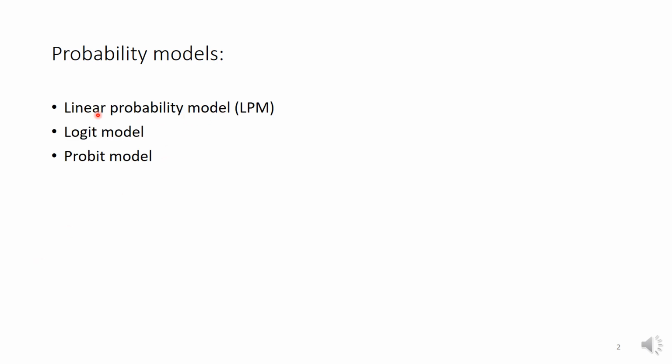Therefore, when we are dealing with qualitative response models, we are dealing with models which are known as probability models. In this course, we are going to look at three types of probability models: first, the linear probability model, or in short LPM; the logit model or logistic model; and the probit model or normit model.